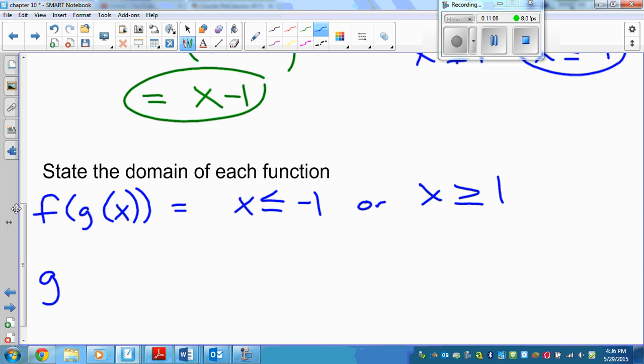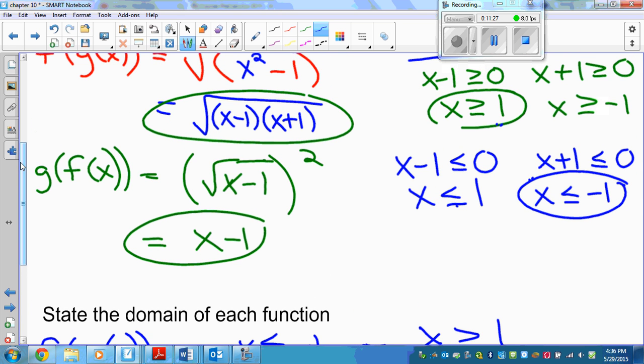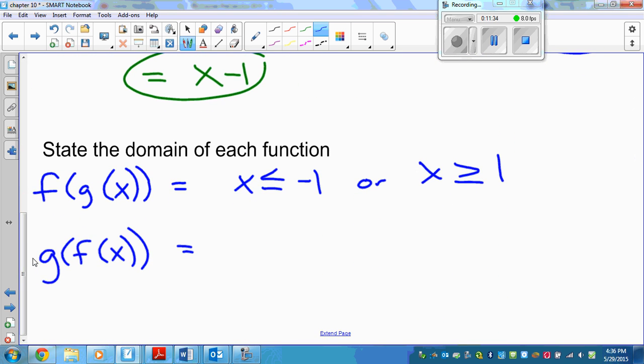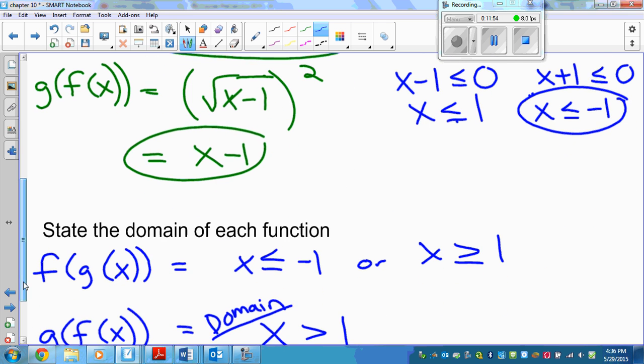Now in g of f of x, we always have to consider both the inner and the composite function. So for g of f of x, x minus 1, it seems like there's no restrictions, but we still must honor that it was made up of the square root of x minus 1. So in that case, x had to be greater than or equal to 1. This is the domain. Sure, it simplifies out to be just this, but we had to honor where it came from.